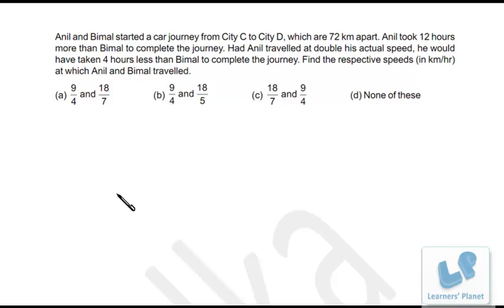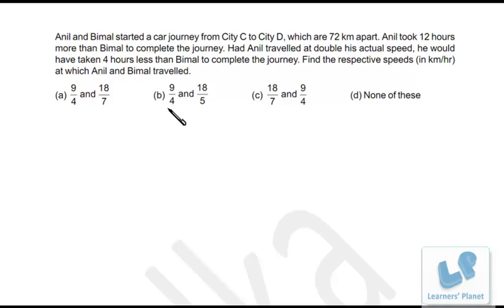Now in this question, Anil and Bimal started a car journey from city C to city D, which are 72 kilometers apart. Anil took 12 hours more than Bimal to complete the journey. Had Anil travelled at double his actual speed, he would have taken 4 hours less than Bimal to complete the journey. Find the respective speeds at which Anil and Bimal travelled.